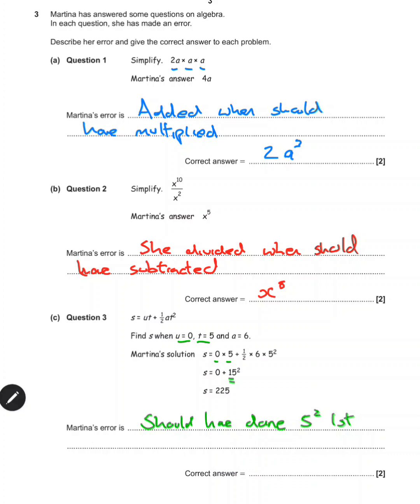The correct answer, well, we're going to do 0 times 5 added to a half times 6 times 5 squared, 25. 0 times 5 is 0, so that's gone away. We've got to do a half times 6, which is 3, and 3 times 25 is 75.